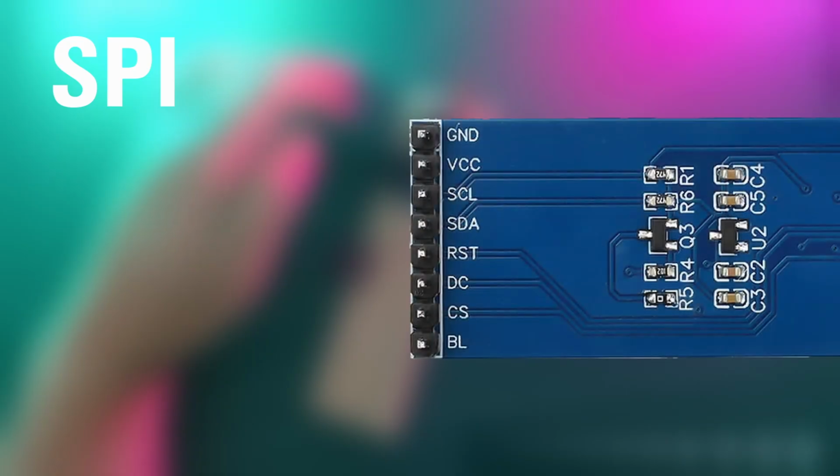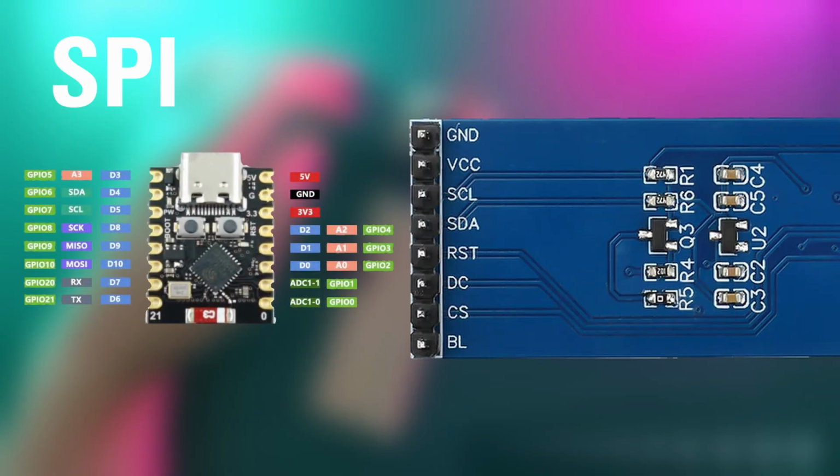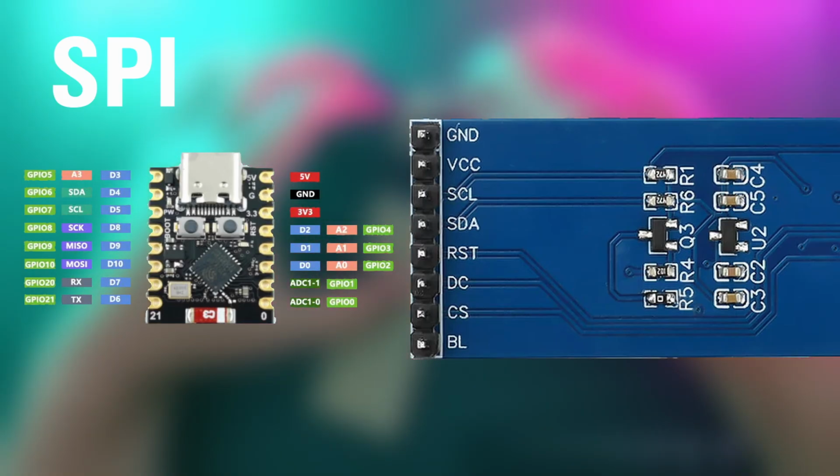If we look at the back of the display, we see a row of pins. Each pin has a specific purpose. Our job is to connect each of these pins to the correct pin on the controller. This is where things can start to get confusing.